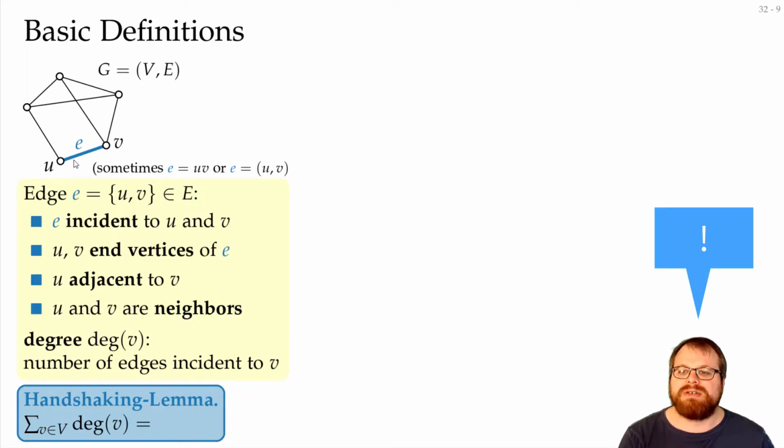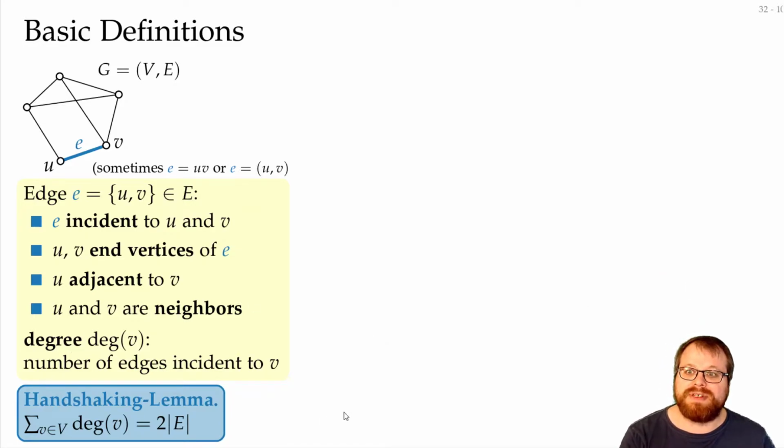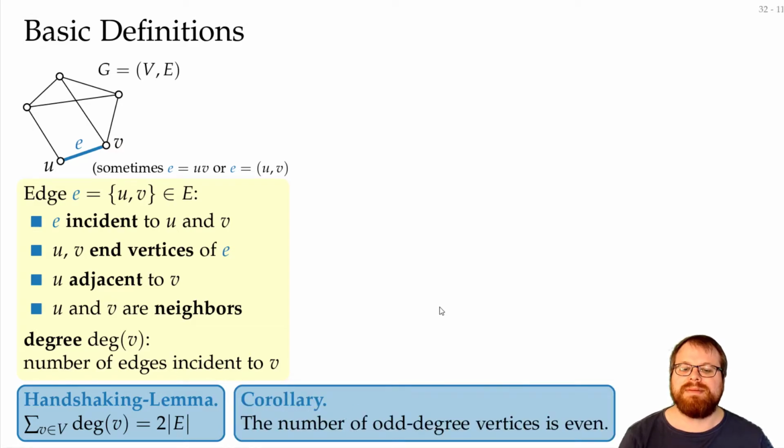If we sum up the degree of all vertices, then we count every edge exactly twice. We count this edge E once for U and once for V. So we get 2 times the number of edges. And this already gives us the first property of a graph, namely that the number of odd degree vertices in any graph is even. Because if you have an odd number of odd degree vertices, well, then the sum here is odd, and this cannot be because 2e tells us it's even.